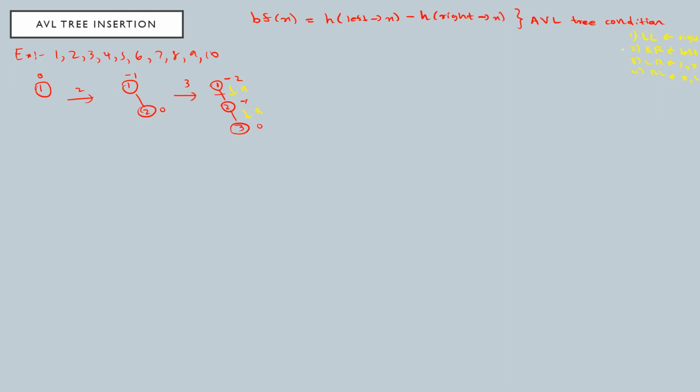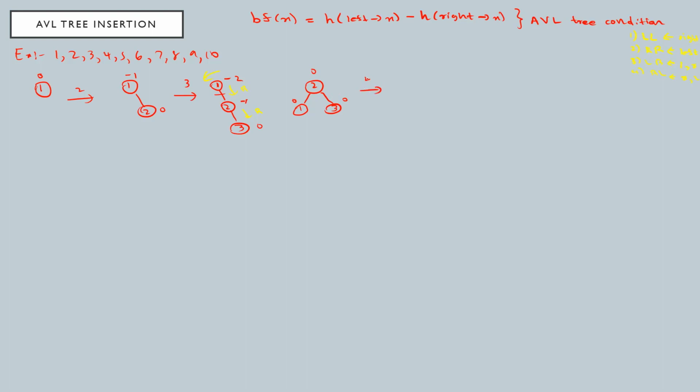Okay, so this is the right case. So we must perform a rotation over 1. It will make a tree like this: 2, 1 and 3. Now the balance factors are 0, 0, 0. You can easily guess that. Okay, now the tree is balanced again.